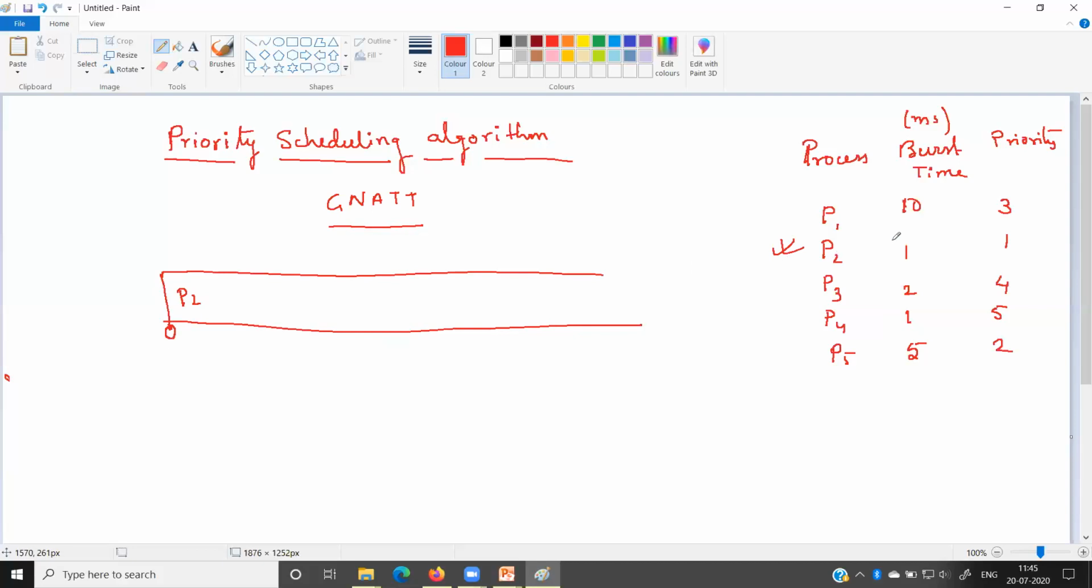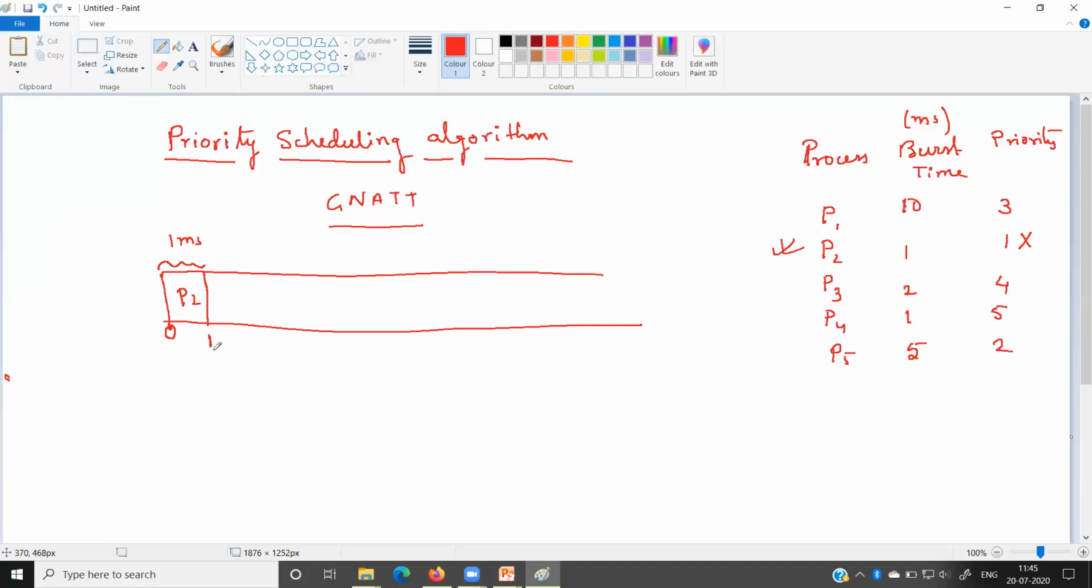What is the burst time for P2? The burst time for P2 is 1. So P2 will execute for 1 unit of time and then leave the CPU. We say that this unit is a 1 millisecond duration. When P2 completes its execution, it is no longer present in the ready queue. The rest of the processes are P1, P3, P4, P5, and the starting time for the next slot is 1.